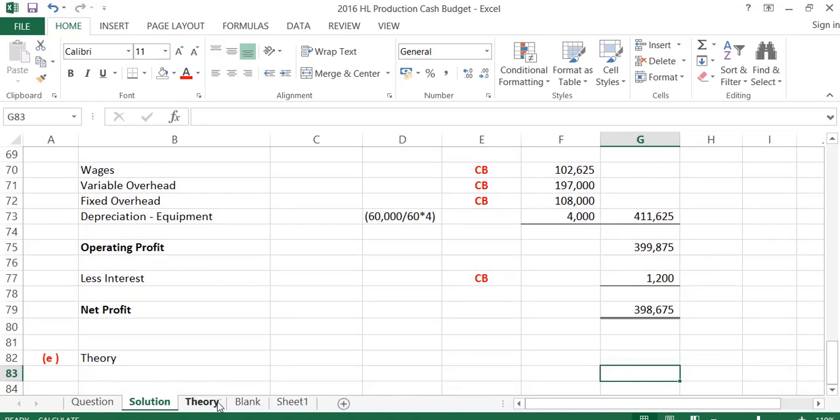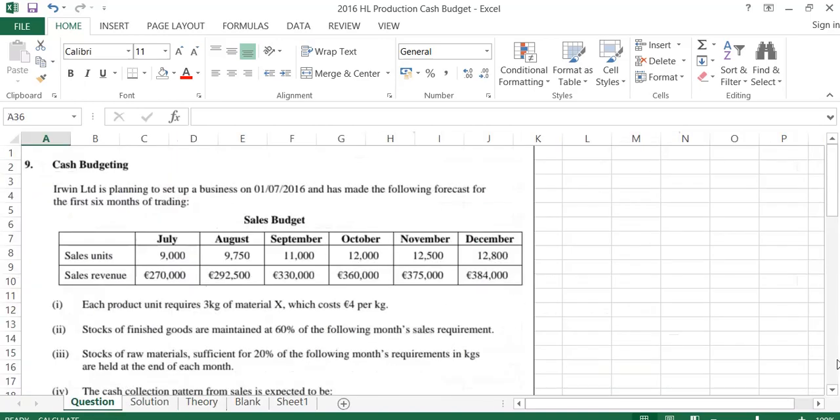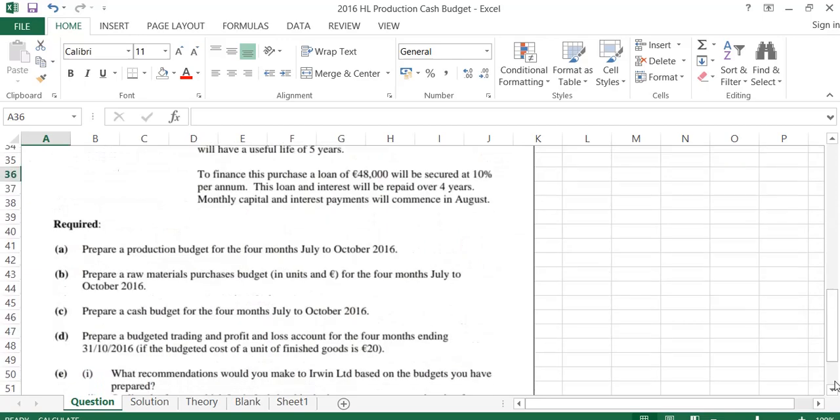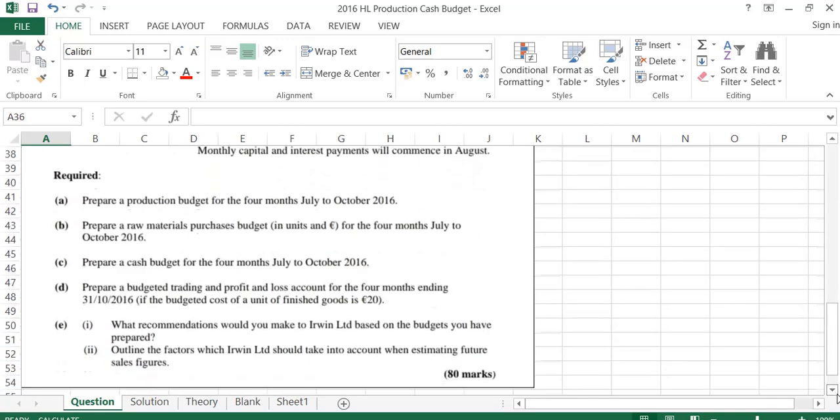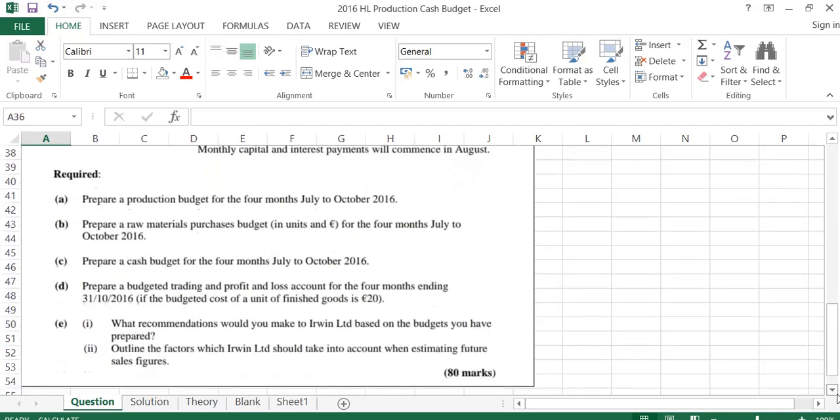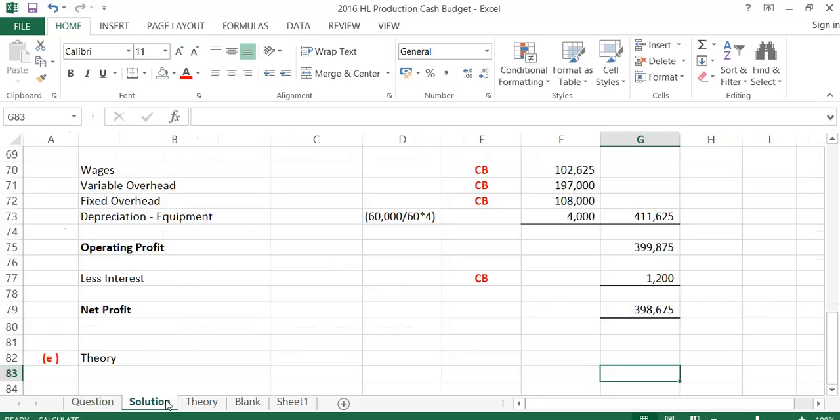And part E then, there's a small bit of theory for part E, which asked us, what recommendations would you make to Irwin Limited based on the budgets you prepared? And the second part was outline the factors which Irwin Limited should take into account when estimating future sales figures.